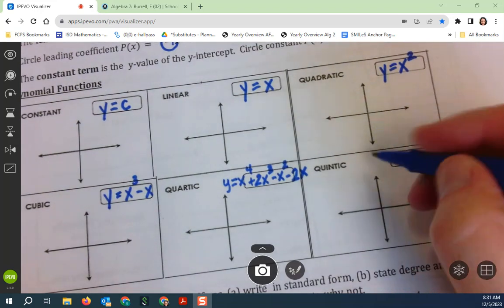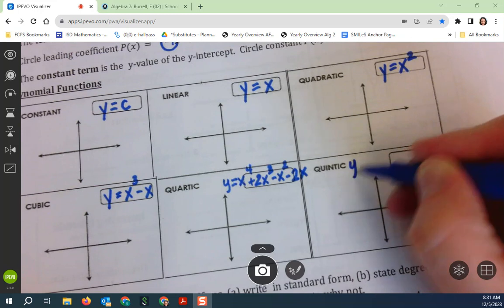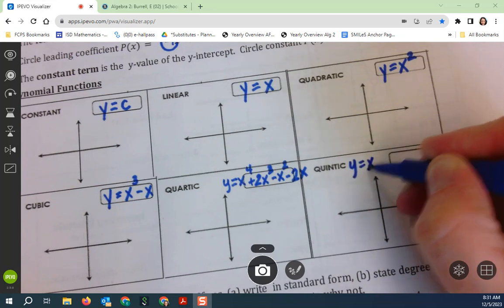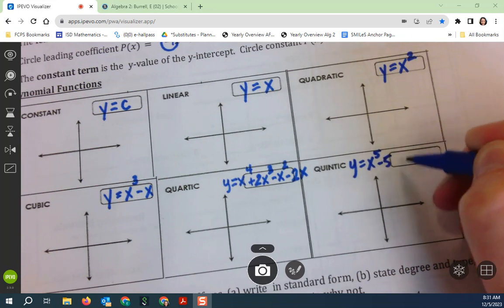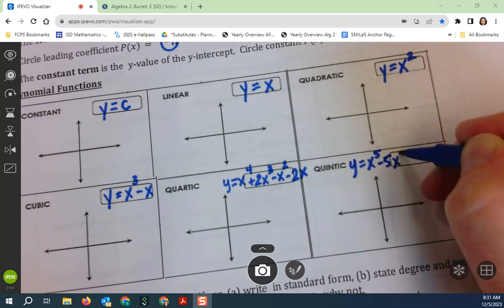So I'm going to write this one down. And then what we're going to do is we are going to draw sketches. I'm going to have you guys open up Desmos. And we're going to sketch these. We are not going to be that exact. We're just going to try to get the shape of them.